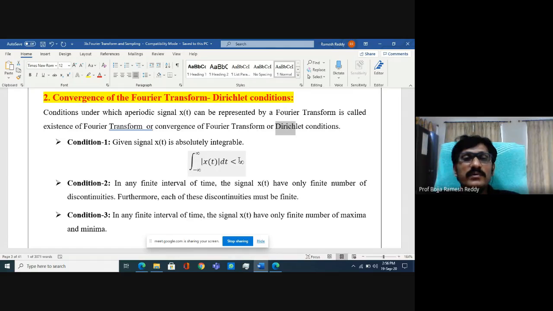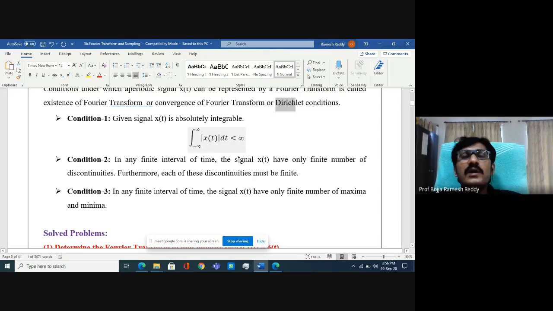Sometimes it is not possible to evaluate the integration of a particular signal. Then how to evaluate the Fourier transform? It is not possible to evaluate the Fourier transform. And this is nothing but the area under the modulus of that signal. That should be finite, less than infinity.